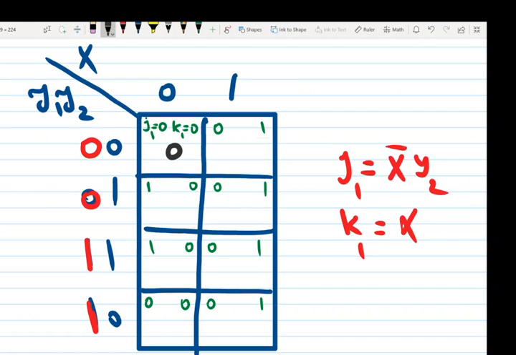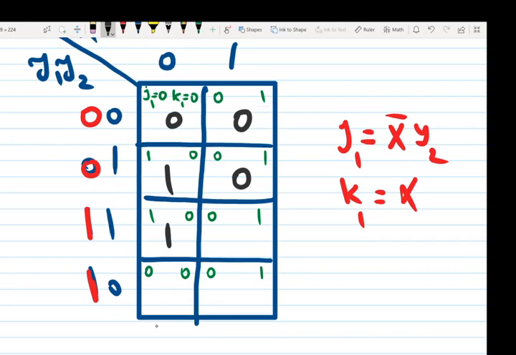J0 K1 means reset, so 0. J1 K0 means set. J0 K1 means reset. J1 K0 means set. J0 K1 means reset. J0, K0 means no change. The value of Y1 is 1, so it will be 1. Finally, J0 and K1 means reset. So we completed the first cell, okay? The first table is done.